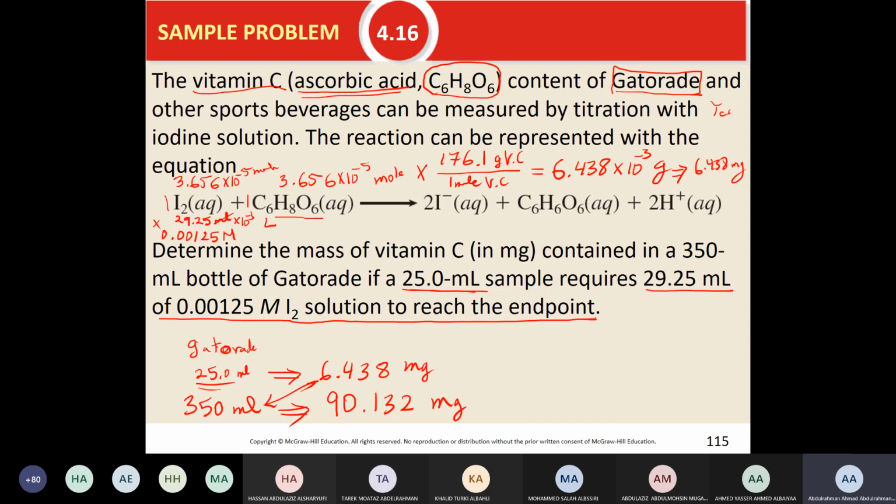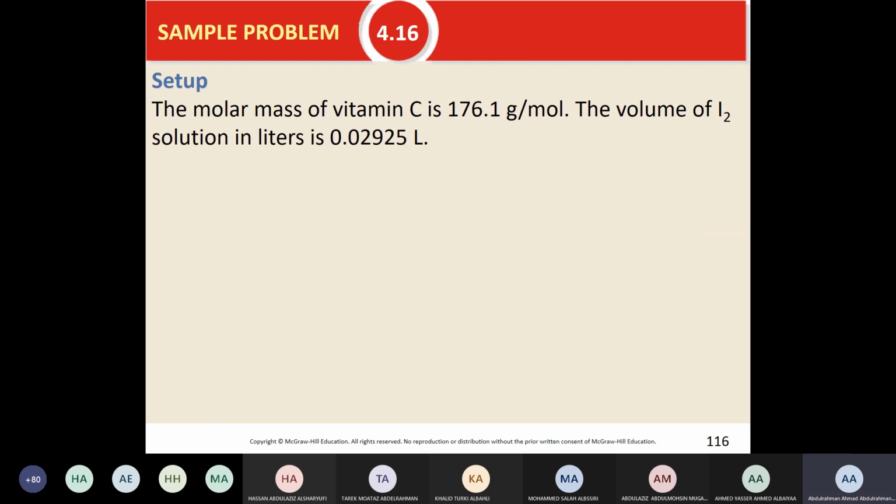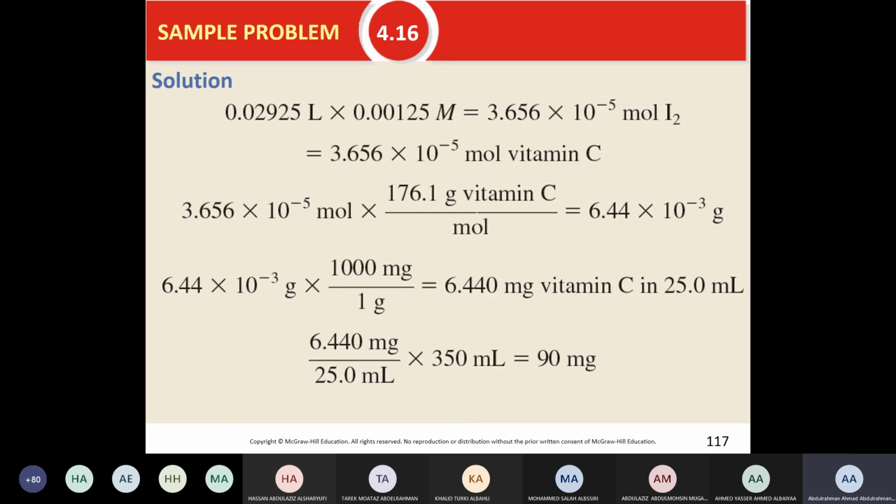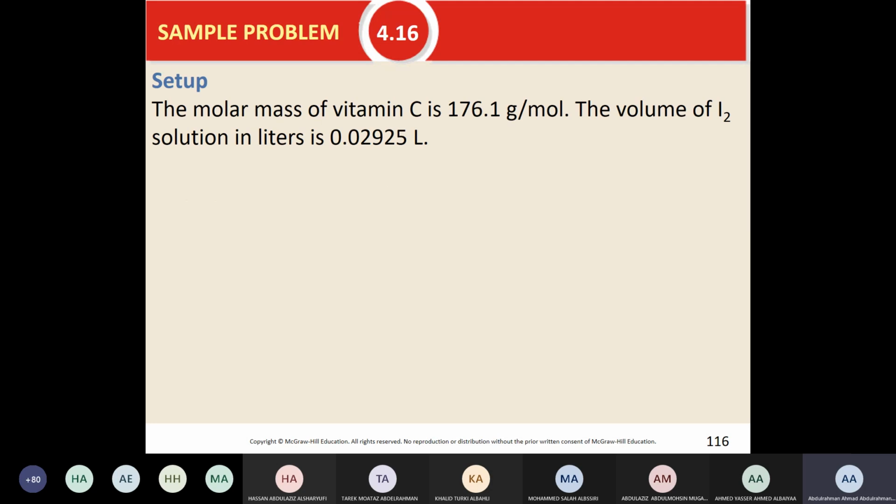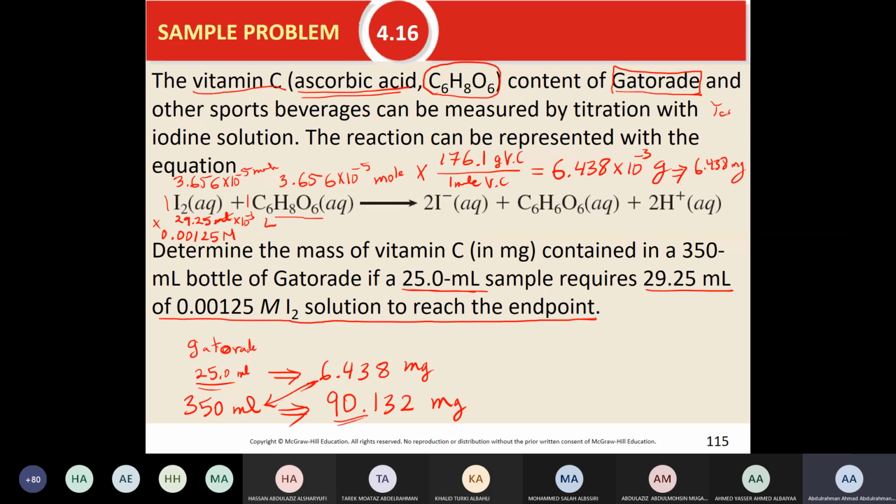Who got the same answer? Yes. Okay, and the answer is 90 milligram, exactly. What you got is 90.135. Excellent. How easy? All right. Easy. Okay, good.